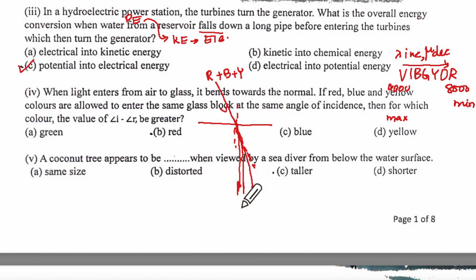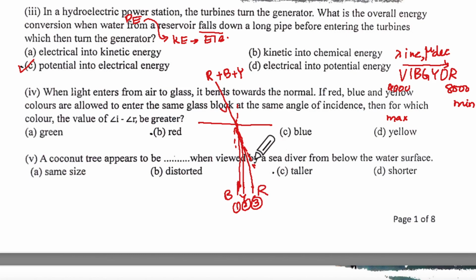Okay, if I call this as 1, 2 and 3, which one will be red? Red will be the one which is 3, which will be least bent, correct? So this will be red, okay, and this will be blue, and this will be yellow, correct?